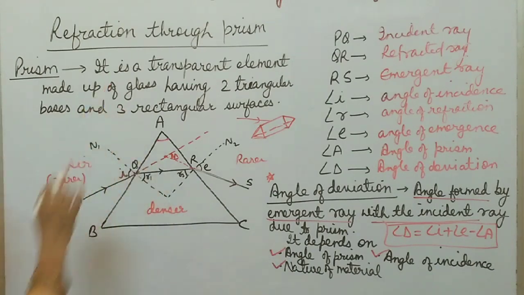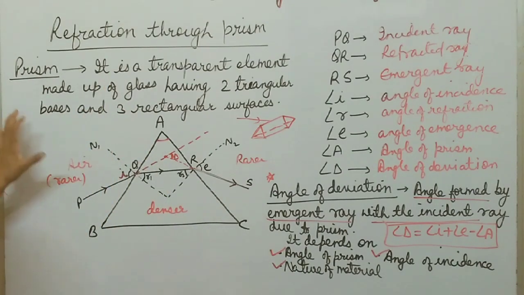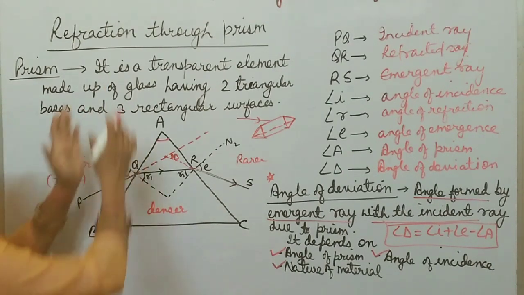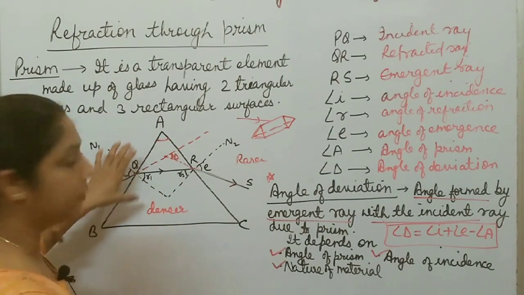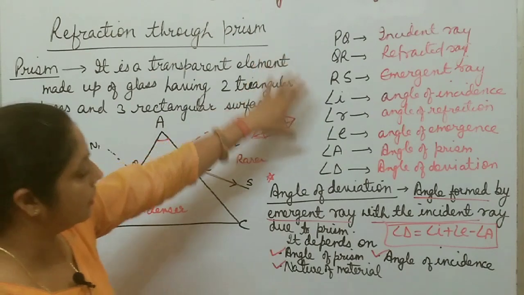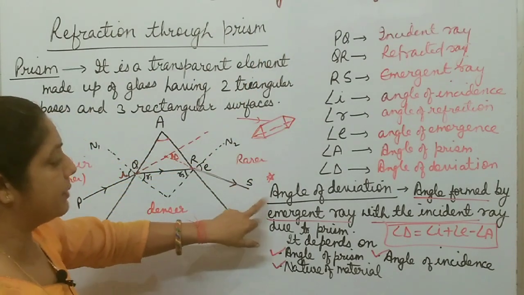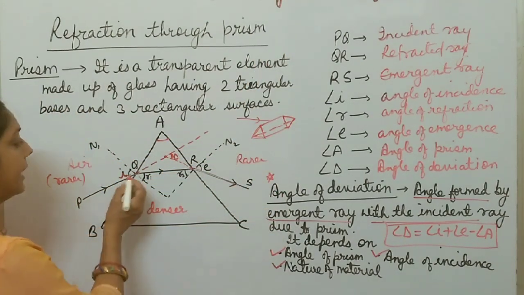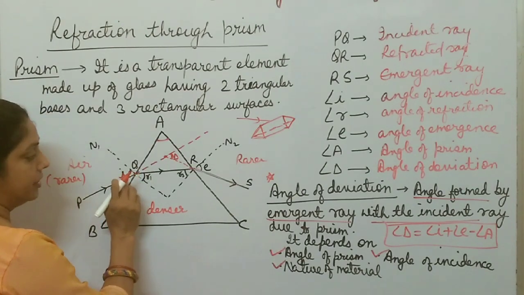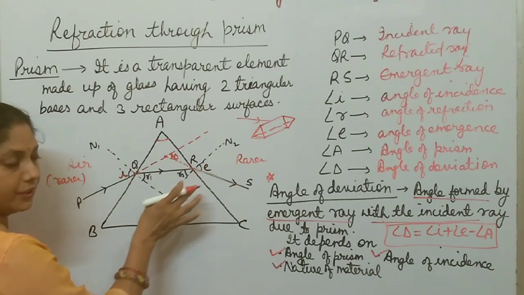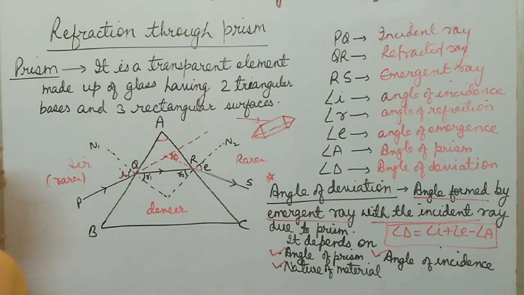So in this way you explain refraction through a prism. You draw a very neat and clean diagram and define the different terms related to this diagram, or write all these terms, and after that you explain the angle of deviation. You must write that refraction takes place at two points: first at Q, and again at R. So in this way you explain refraction through a prism. Hope it's clear to all of you. Please take a screenshot of this one. Then we move to the next topic.